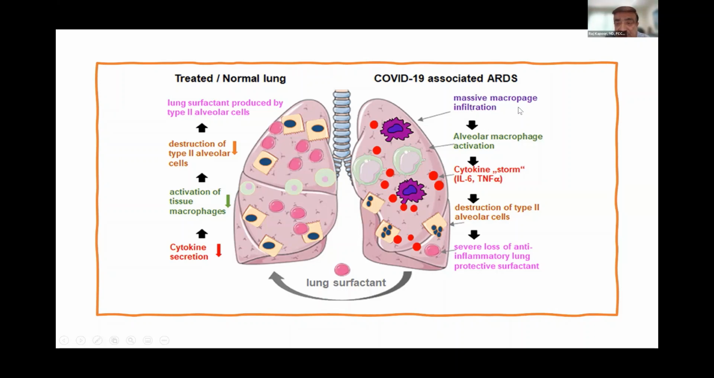There is massive macrophage infiltration, alveolar macrophage activation, and the excessive release of the cytokines is going to cause cell damage. Little release is beneficial, but excessive release is the dysregulation, the release of excessive cytokines causing the storm, destruction of the type 2 cells, and severe loss of anti-inflammatory lung protective surfactant.